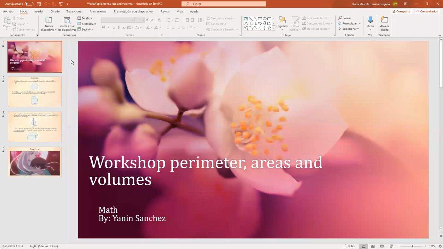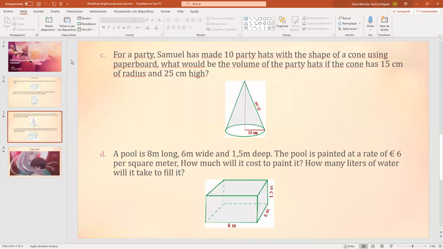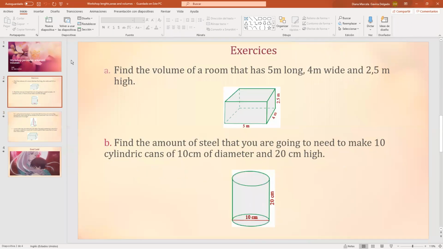Okay, guys, this is going to be your class for today. We are going to see a workshop about perimeter, areas and volumes. Curiously, you're not going to work with the same 5 exercises as always. We're only going to work with 4 of them, no more. And this is what you're going to do.